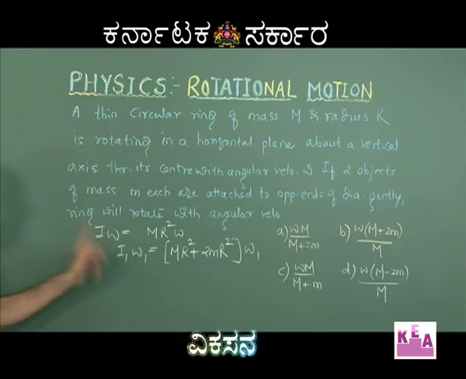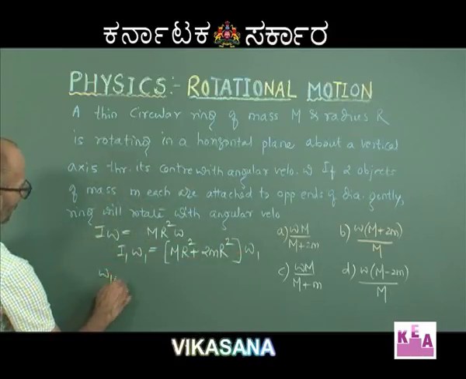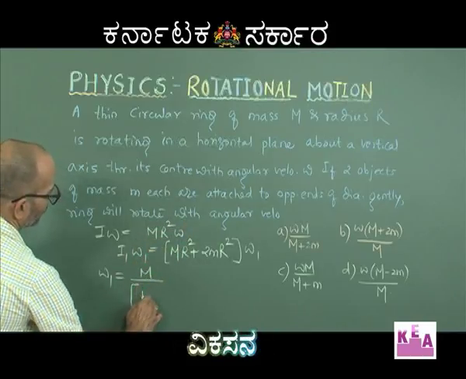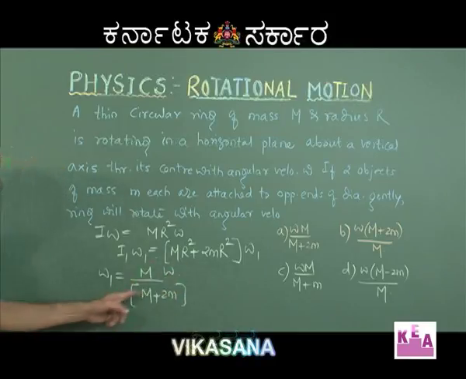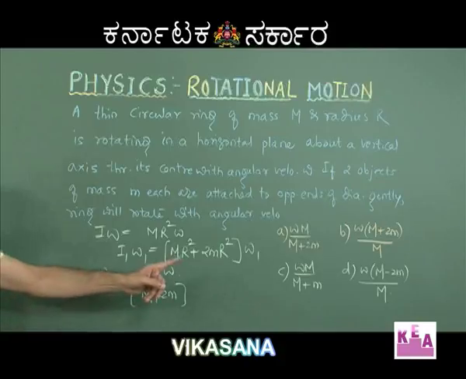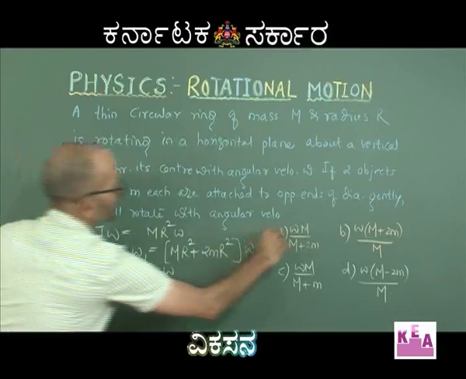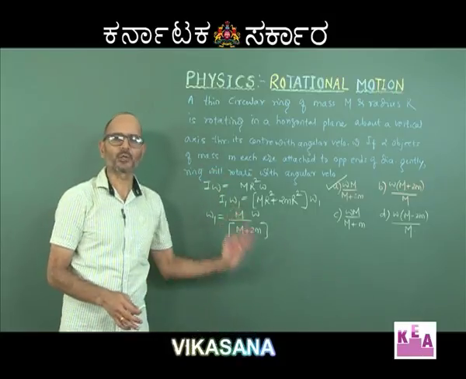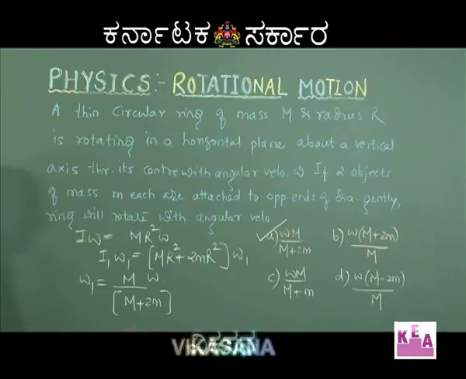Now, if the angular momentum is conserved, I omega should be equal to I1 omega 1, and that helps you solve to get the value of omega 1. And omega 1 will be, R square gets cancelled, capital M divided by capital M plus 2 small m into omega. Which option is correct? M omega divided by M plus 2m. The first option is perfectly correct. I hope you understood this, but please remember, angular momentum can be conserved only in the absence of an external torque about the given axis.